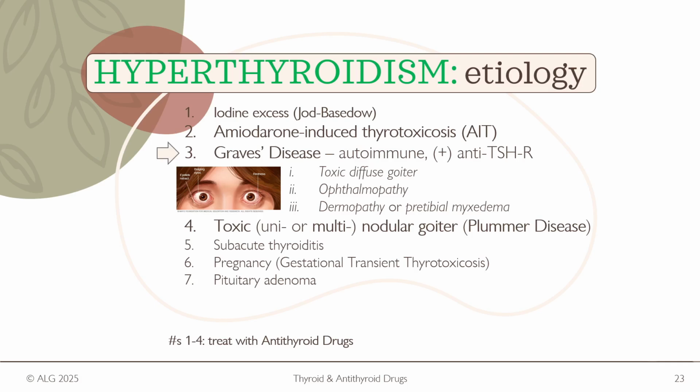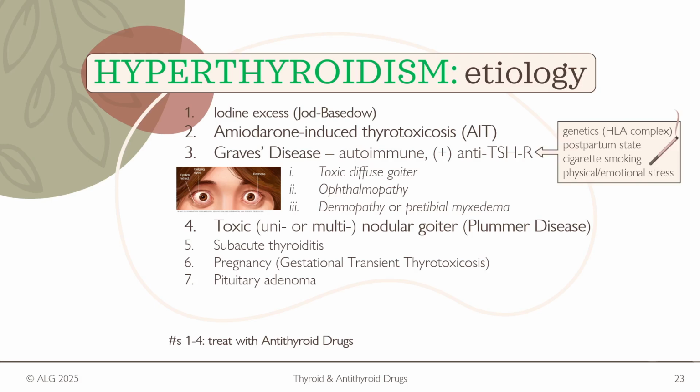Thirdly, we have Graves' disease, which is the most common cause of hyperthyroidism. Graves' disease is an autoimmune disease wherein patients develop antibodies against TSH receptors, but instead of attacking the receptors, the antibodies are stimulatory in nature, activating the receptors and increasing the synthesis of thyroid hormones.